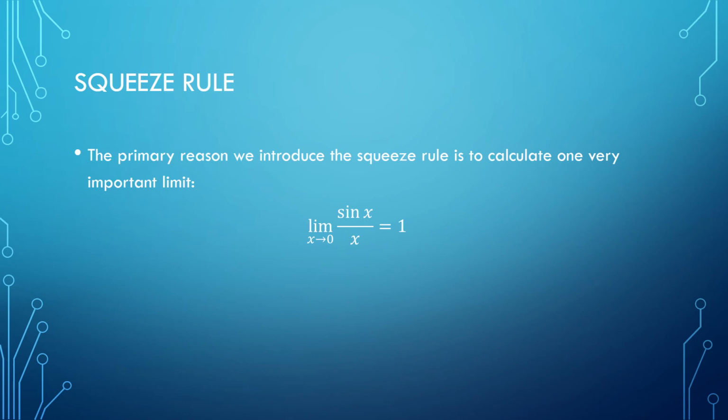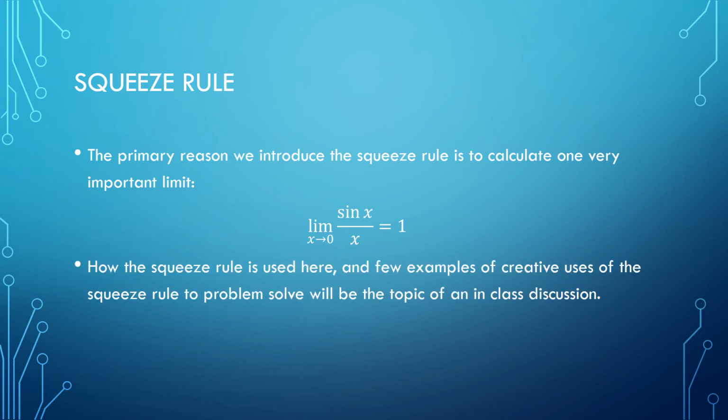You have to find cleverly some functions which are guaranteed to be smaller and greater than sine x over x. Exactly how we do that, exactly how the squeeze rule is used here, and a few other examples of different creative uses of the squeeze rule to problem solve will be talked about in class, but I'm not going to put it into this lecture here.